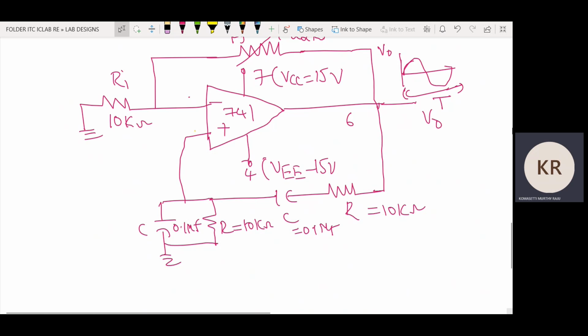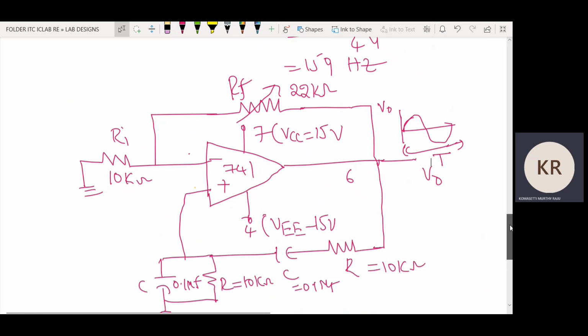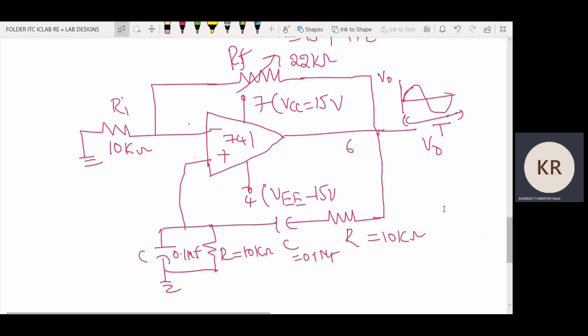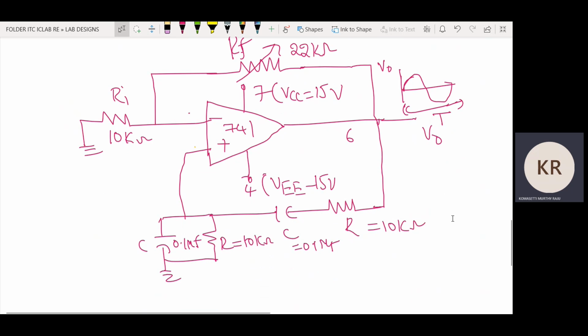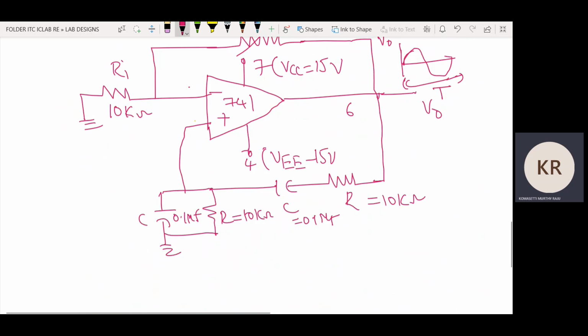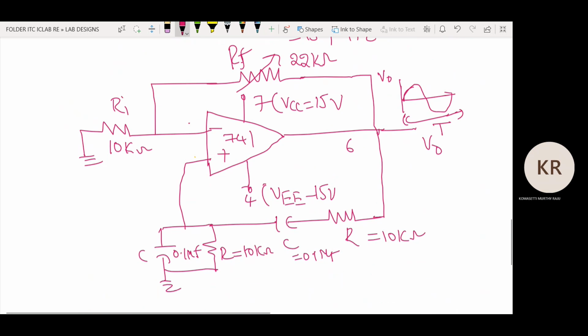And this is the complete circuit diagram. This is the complete circuit diagram of a Wien-Bridge oscillator. After a simulation, compare both the theoretical and practical values. Okay, this is the complete circuit diagram description.